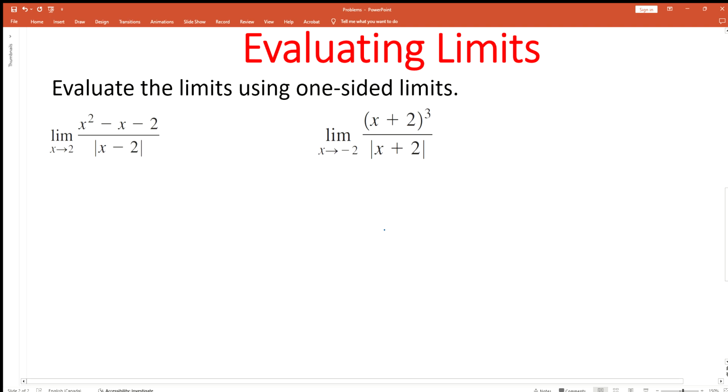In this video, we'll evaluate limits for absolute value functions. As per the prompt, evaluate the limits using one-sided limits. We have to evaluate these two limits. Let's start with the first one. Limit x approaches 2, x squared minus x minus 2 over absolute value of x minus 2.